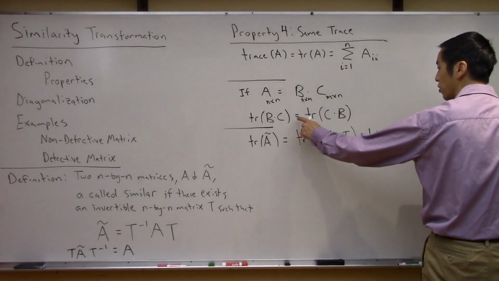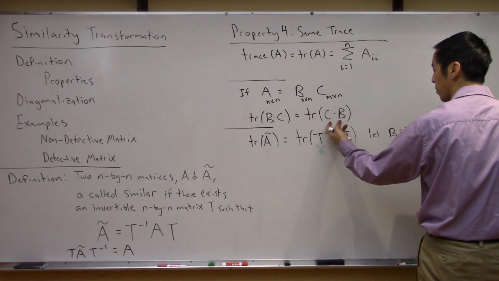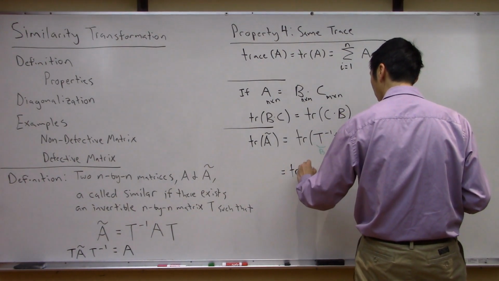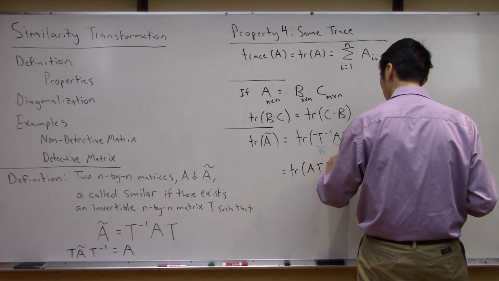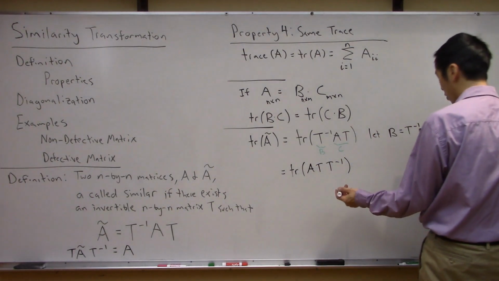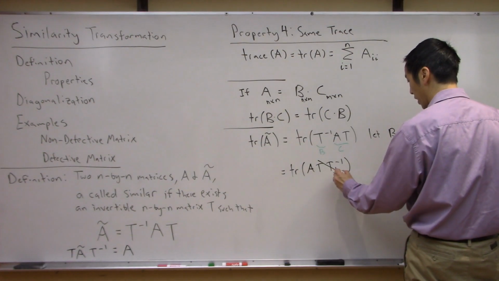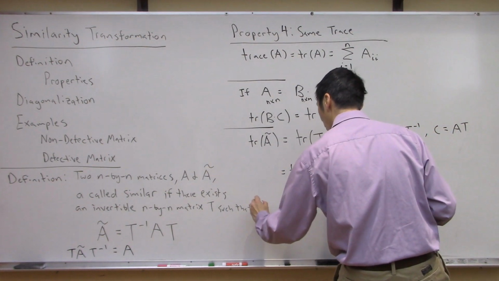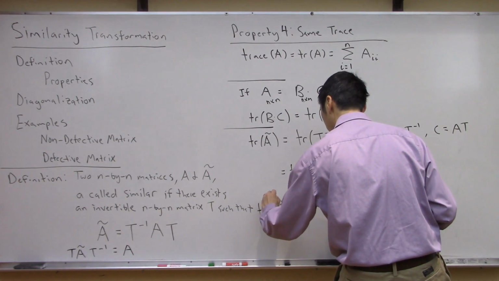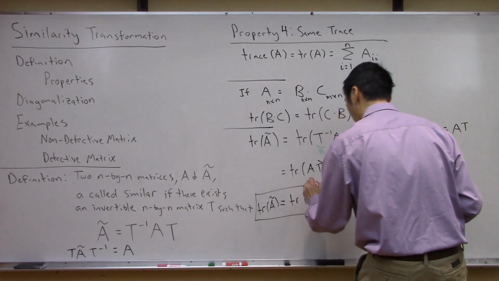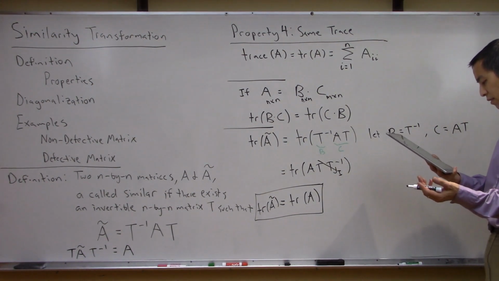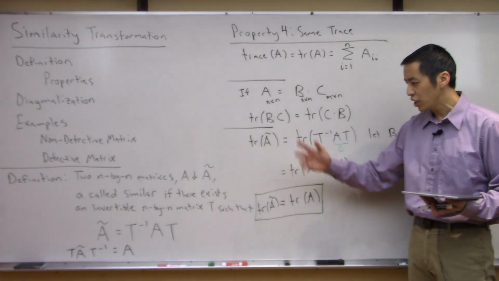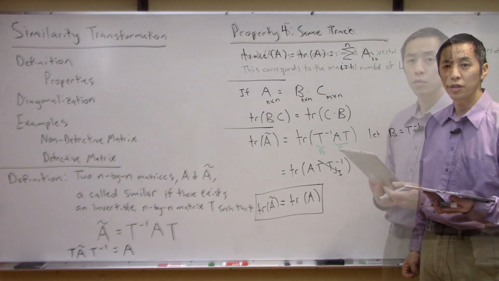Then, using our trace property where I can flip the order of these matrices, we end up with the trace of AT times T inverse. And this is super easy because now this becomes an identity matrix and we end up with just the trace of A. So we see that the trace of A tilde is the same thing as the trace of A. Pretty interesting. The trace of the matrix is not changed under a similarity transformation.